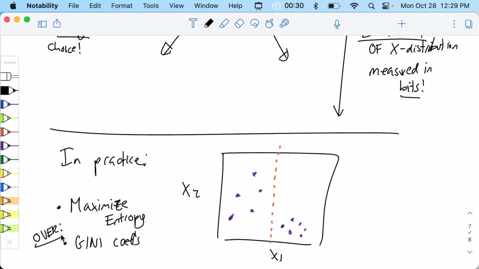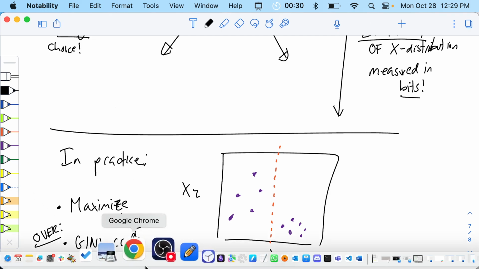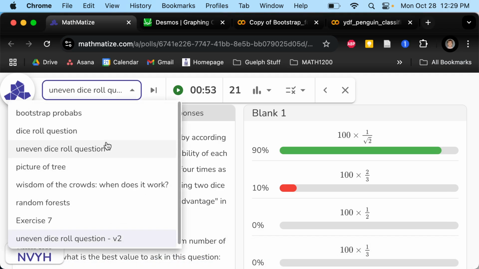You don't want to ask a question like, is it that point? It's not as good as narrowing it down by a factor of 2. I'll show you a couple of real life examples of this. I'm going to start by showing you one from the textbook.